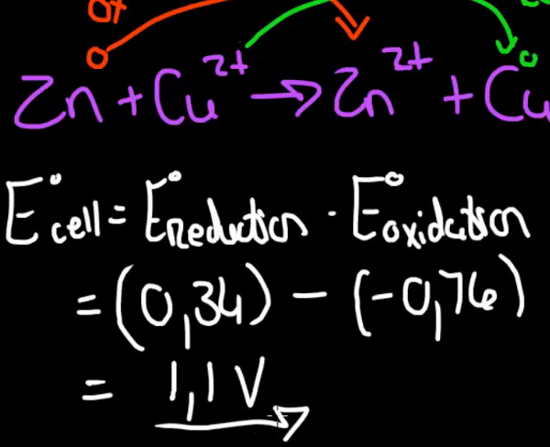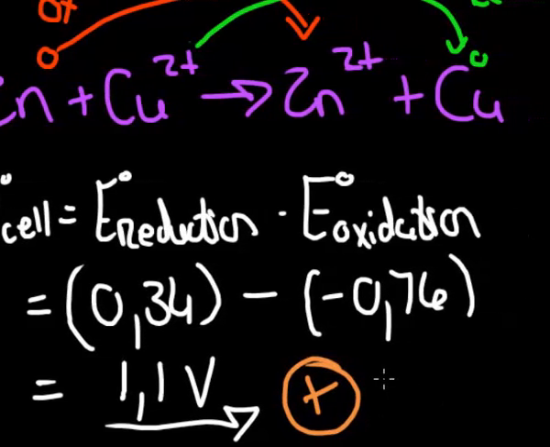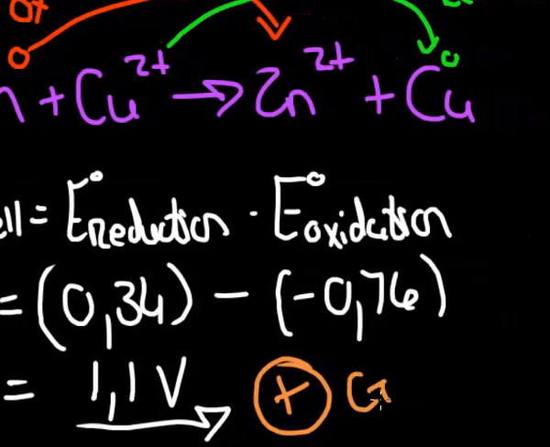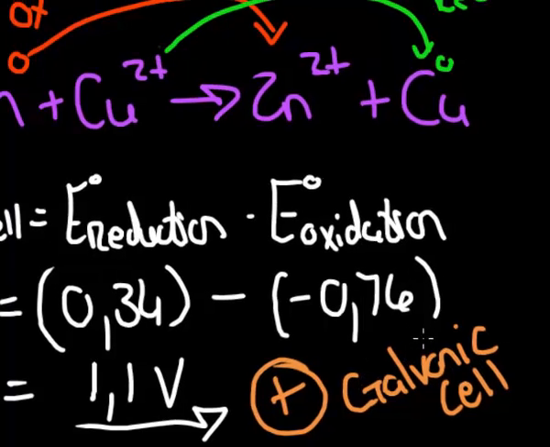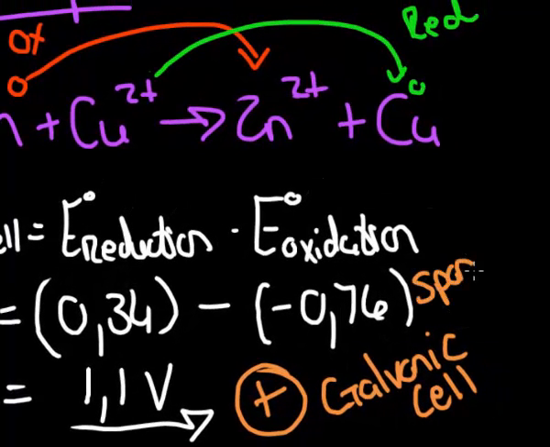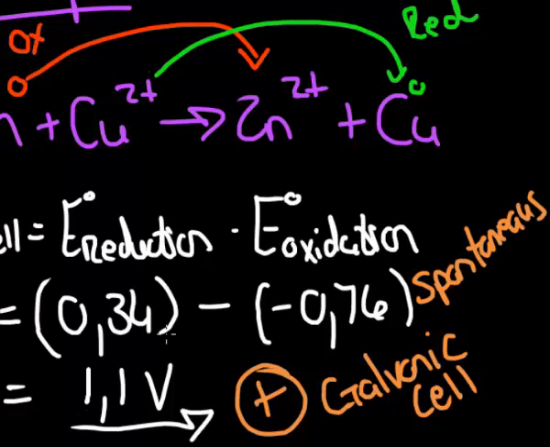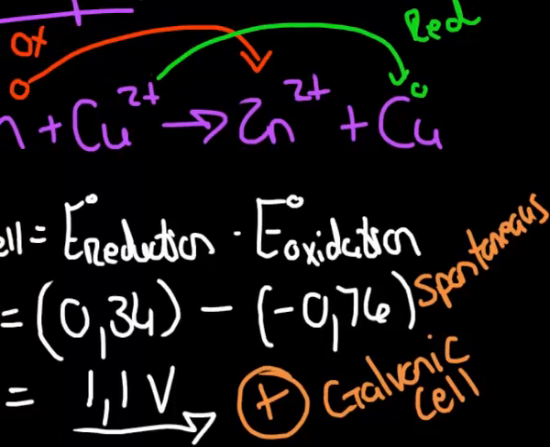Now the positive means that this is a spontaneous reaction and is thus seen as a galvanic cell. Remember, we said that one of the characteristics of a galvanic cell is that it has a positive cell potential, and that also indicates to you that it is a spontaneous reaction. It will give off energy of 1.1 volt.